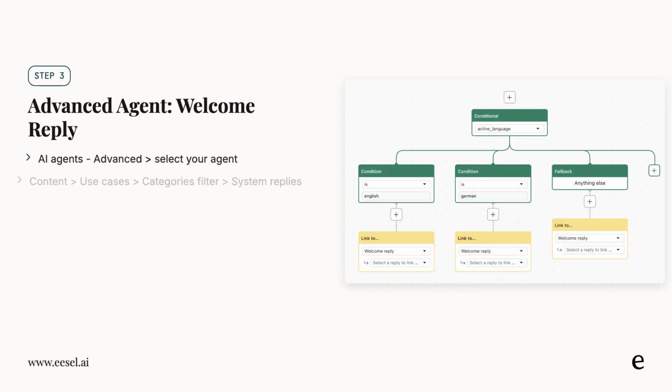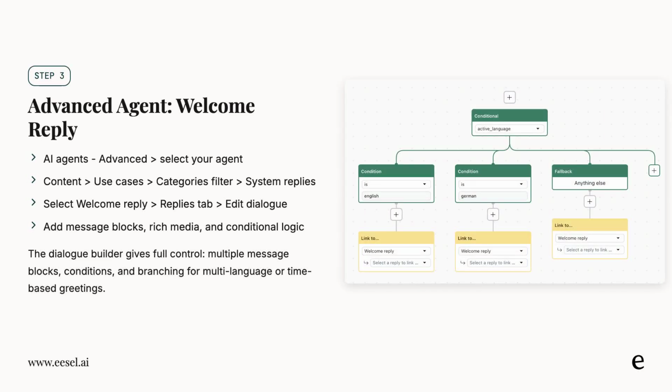Step 3 for advanced agents, go to AI agents, Advanced, select your agent, then content, then use cases. Filter by system replies, select welcome reply, go to the replies tab, and edit the dialogue. The dialogue builder gives you full control, multiple message blocks, conditions, and branching for multi-language or time-based greetings.